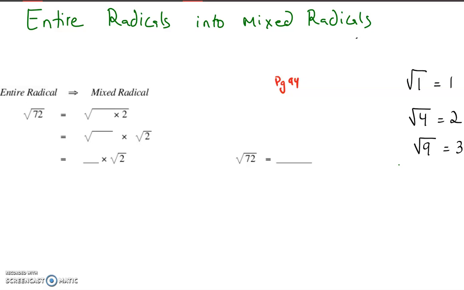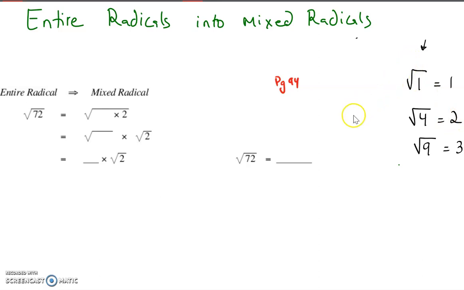So this video is introducing you to how to change entire radicals into mixed radicals, and the method that I'm going to use here is going to be a perfect square root table. So this is a table that I would like you guys to create and use every time. It's easy to create. So something that we know is that 1 squared is 1. So that means if I do a square root of 1, it is 1.